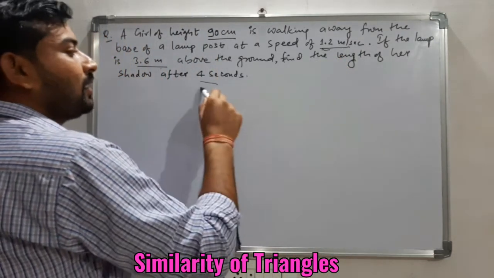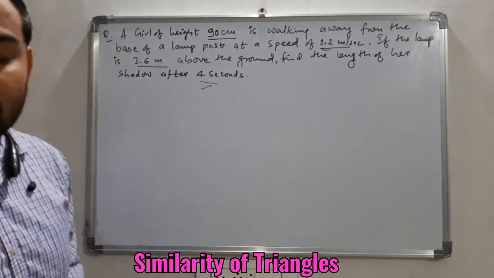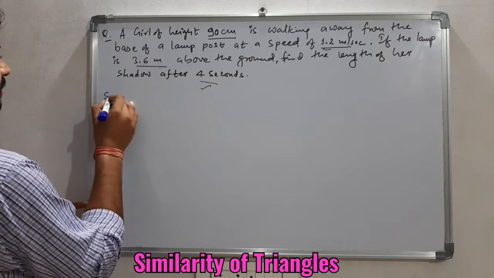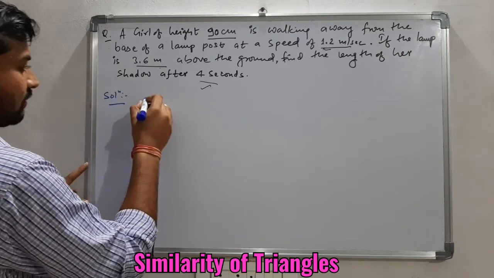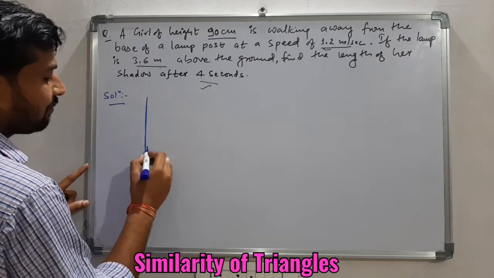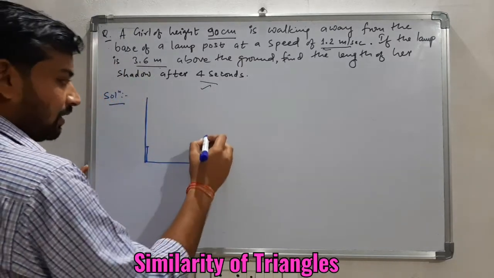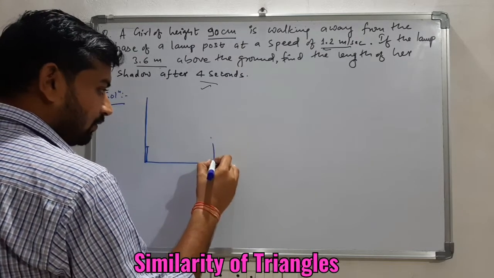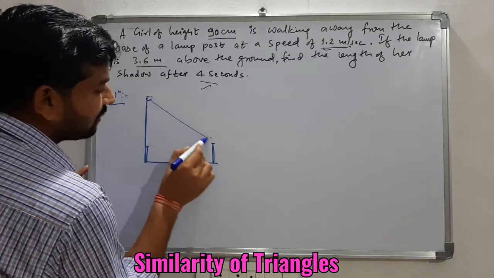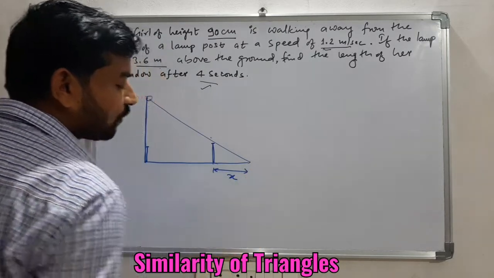We have speed, we have time, so we can calculate the distance moved by her, and then we can solve for the length of her shadow, which will be this question. Here the situation is something like this. Suppose, let us assume that this is the lamp post. The girl is nearby the lamp post. Now she starts moving away from this lamp post. After some time, suppose she is at this position. Now due to this lamp, her shadow will be formed on the ground. Let us call this distance x, which we want to calculate.